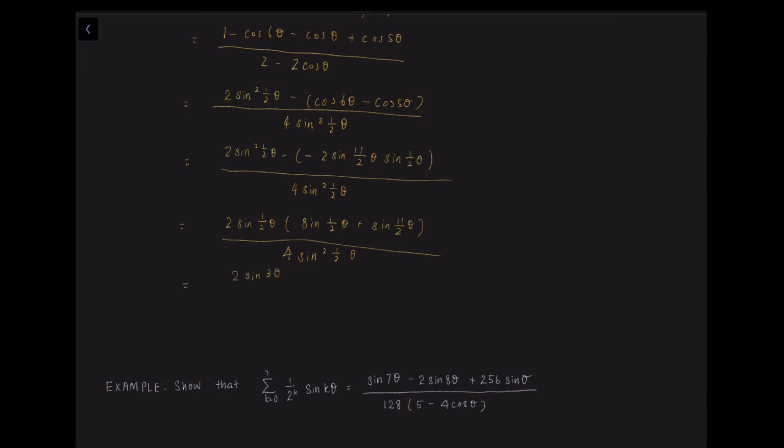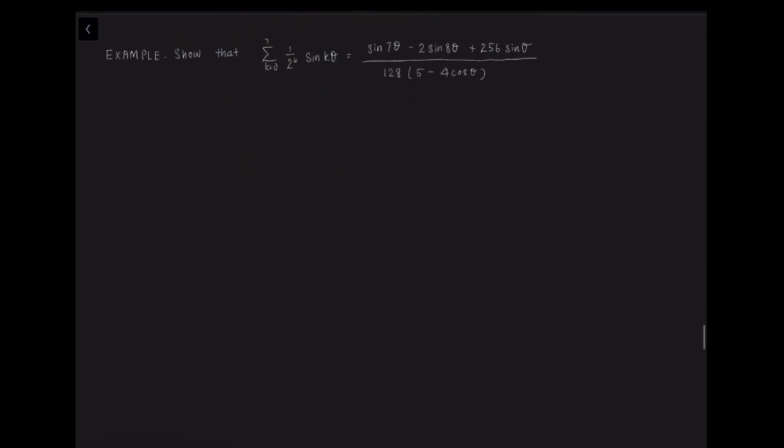And we also know the identity of sine p plus sine q equals 2 sine p plus q over 2 cos p minus q over 2. So we can change it into 2 sine 3 theta cos 5 over 2 theta. And hence, we have obtained our expression when the 2 cancels out.